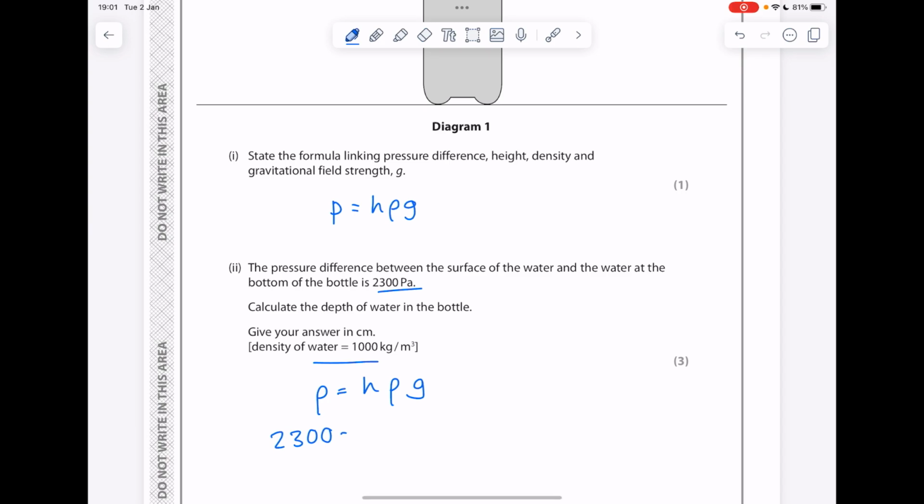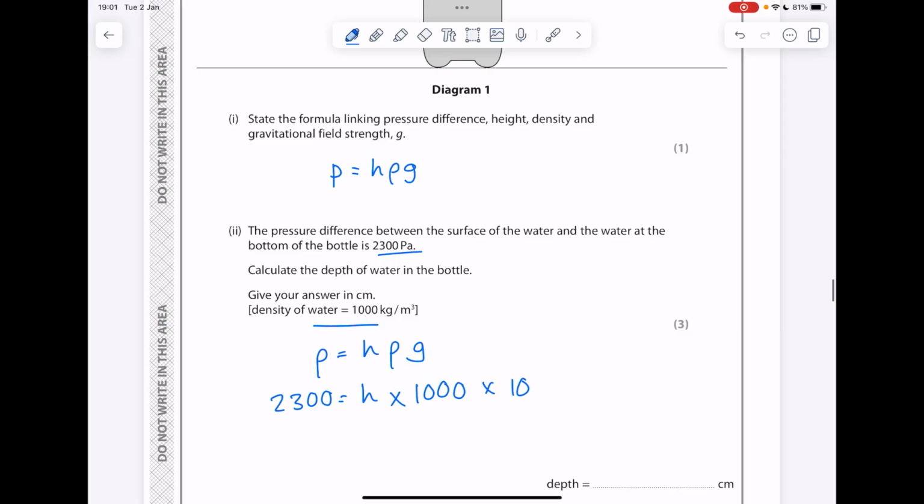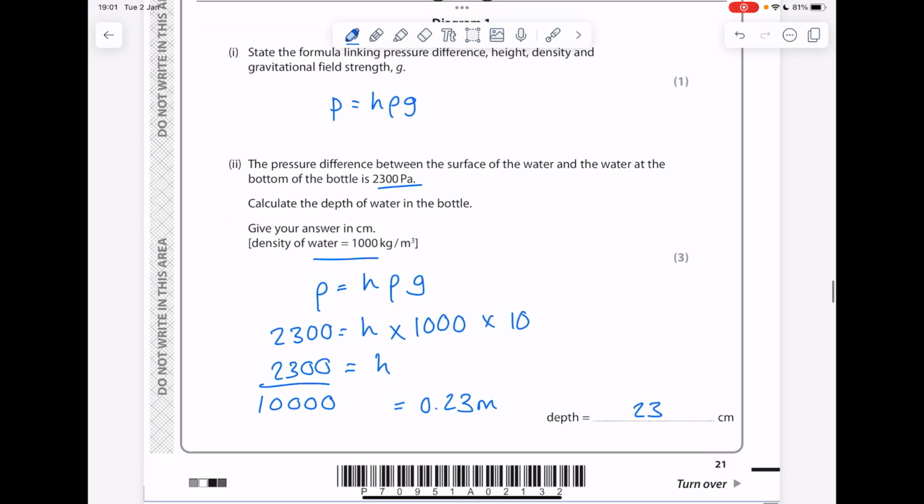So just substitute in your values. We're looking for the height. Our density is 1,000. Gravitational force is 10. Remember, you need to learn that value. Solve for h to get 0.23 metres, which is the equivalent of 23 centimetres.